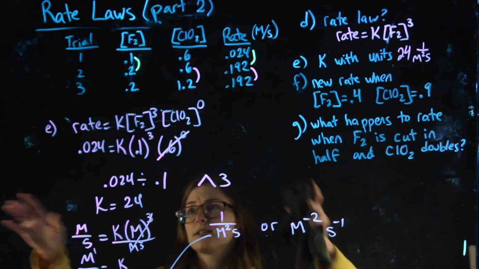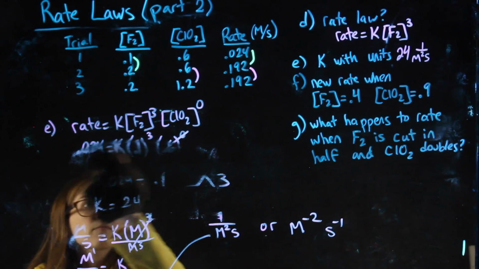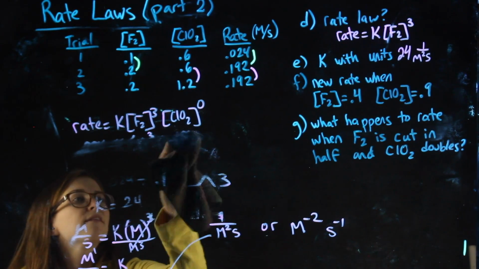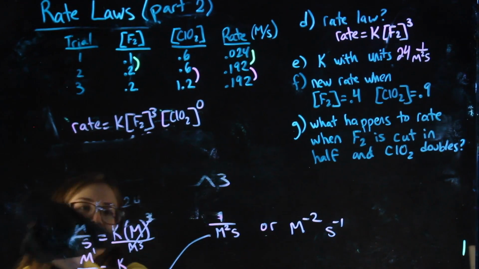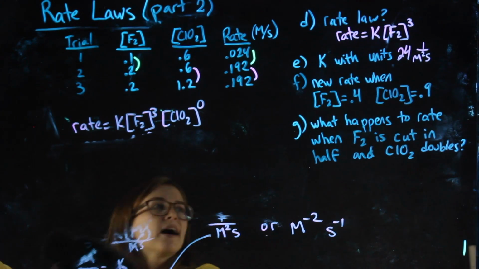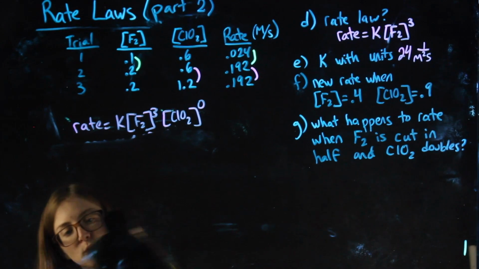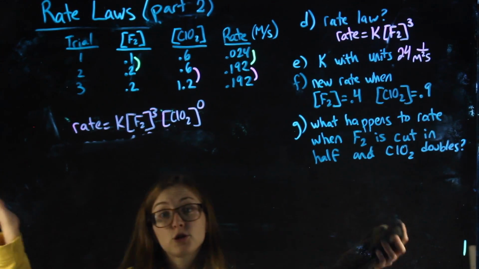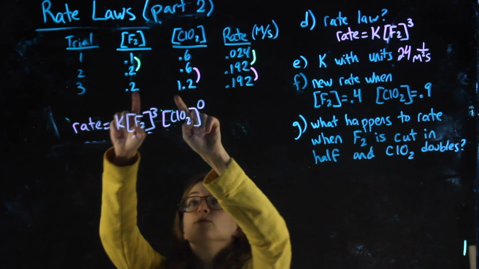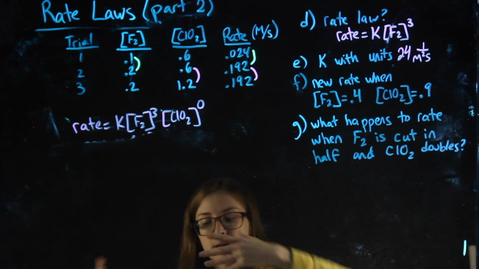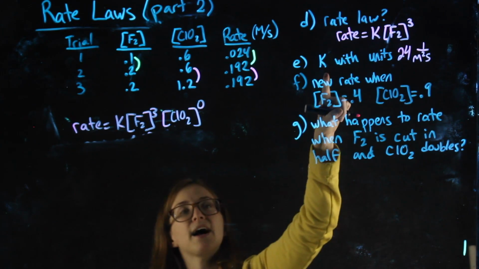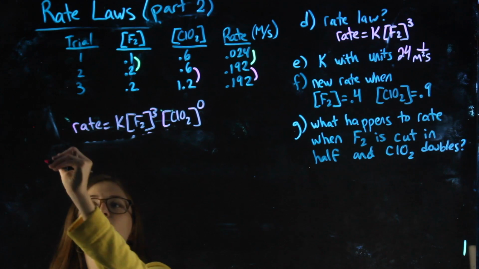Then I'm going to erase this. For part F, they're asking us to find a new rate when F is 0.4 and CLO is 0.9. Essentially, we're predicting if I were to do a fourth trial with these values, what would the rate be? I can make that prediction now that I have a K value. I'm looking for the rate.